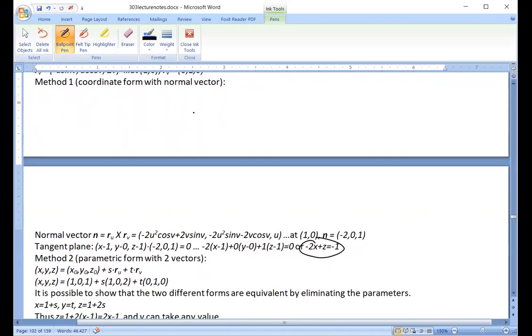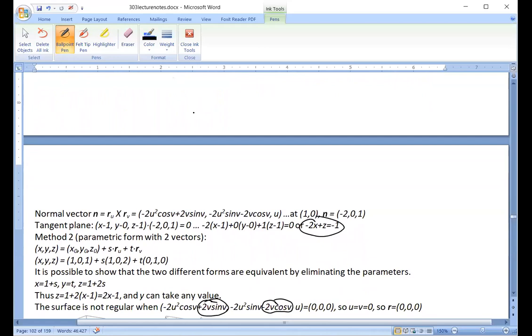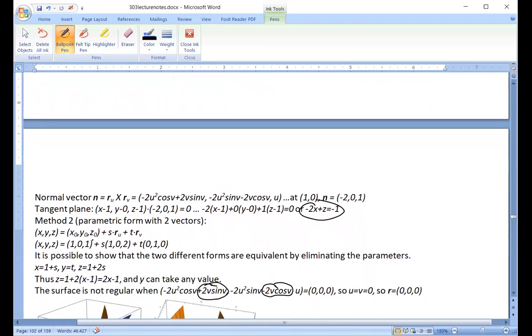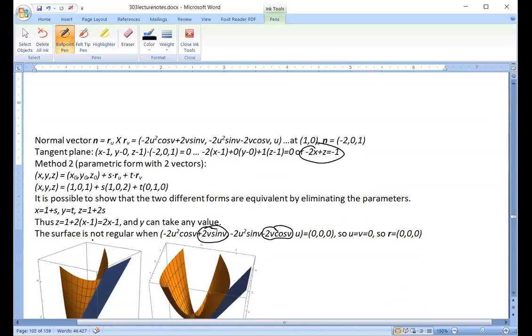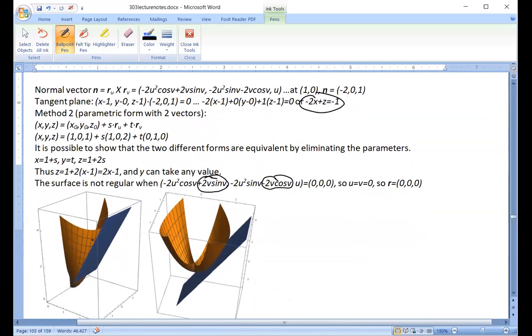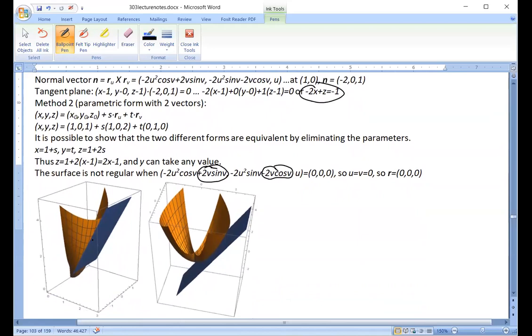And so that's the point where the surface is not regular. Now what would it look like to not be regular and to say there's no tangent plane? Well, in fact, what does it look like for a parametric surface to have a tangent plane? Here are some graphs to take a look. So here is the surface with its tangent plane graphed from two different perspectives. So this is the tangent plane that we actually found.